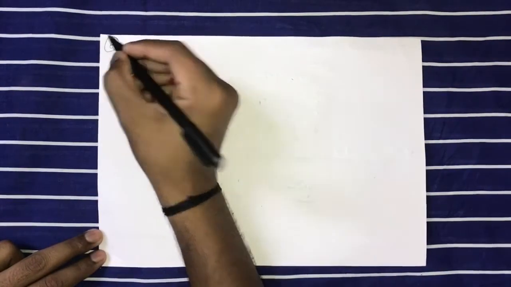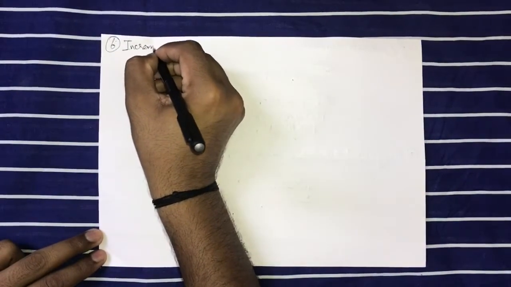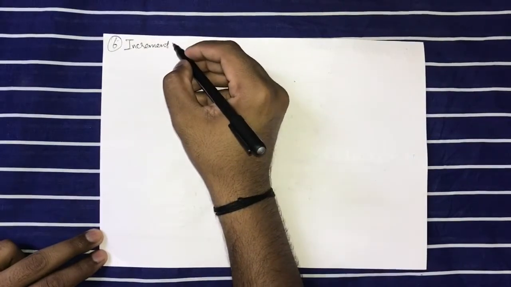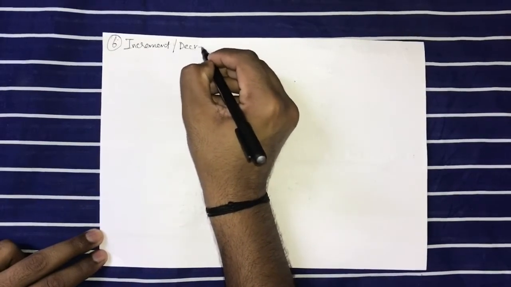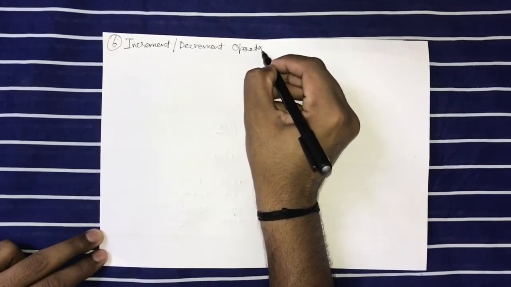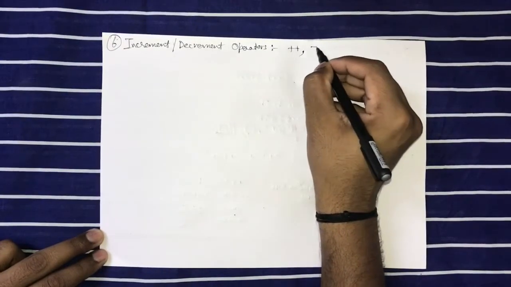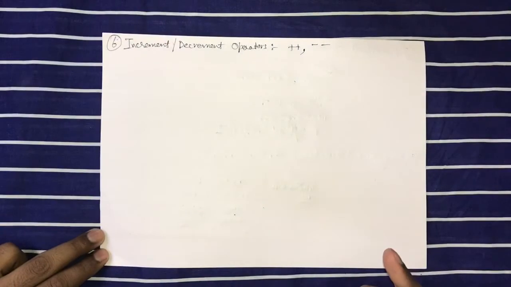So our last category of operators is increment and decrement operators, which is plus plus and minus minus. So what plus plus and minus minus do is, plus plus adds a single value to the variable and minus minus decreases one value from the variable.